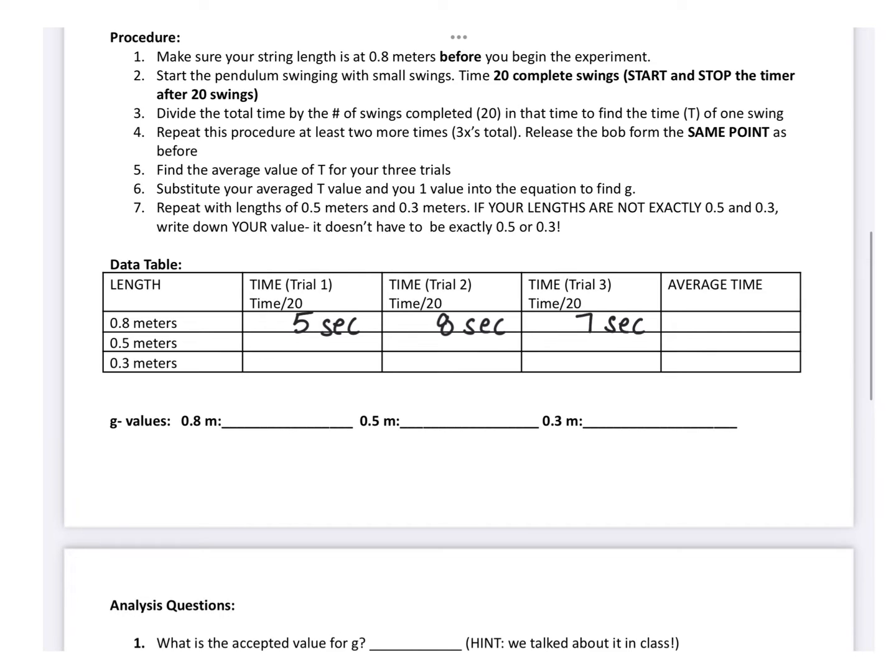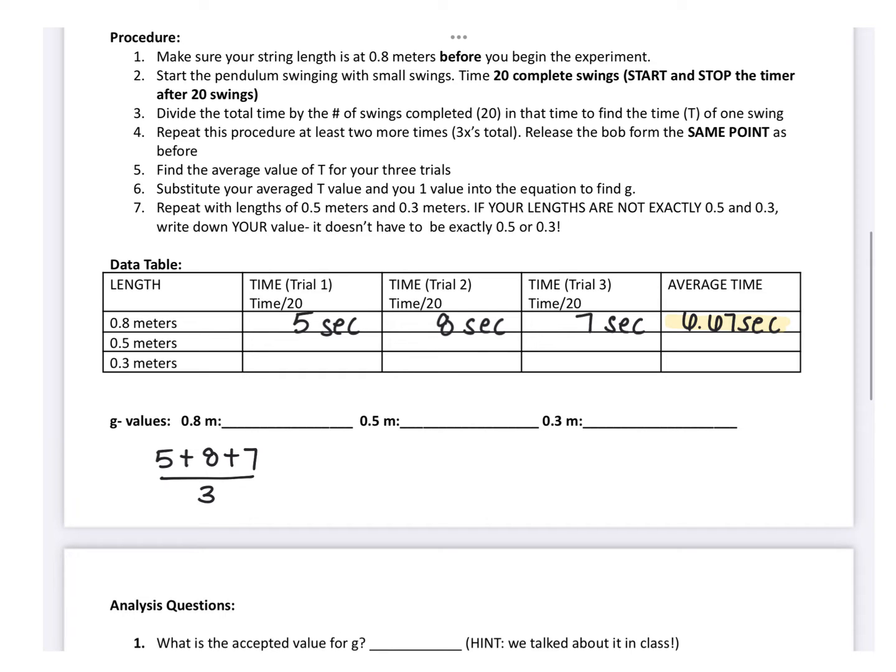My first step is I need to get the average time for my trial at that length. So to do that, I am going to take my 5 plus my 8 seconds plus my 7 and divide that by 3. That's an easy calculation that we've done before. So I add all those together, 5 plus 8 plus 7, divide that by 3, and I get an average time of 6.67 seconds.